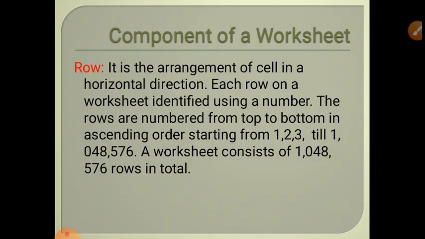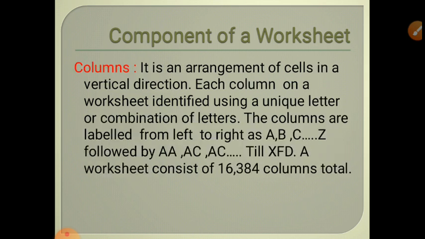row. It is an arrangement of the cells in a horizontal direction. Each row in a worksheet is identified with a number, and rows run from top to bottom, with numbers starting from 1, 2, up to the last, 1048576.